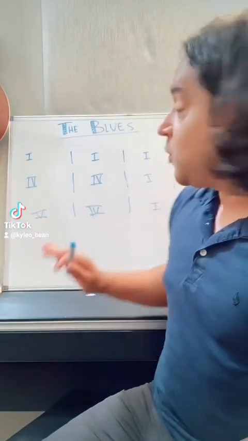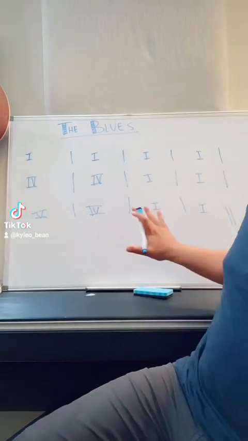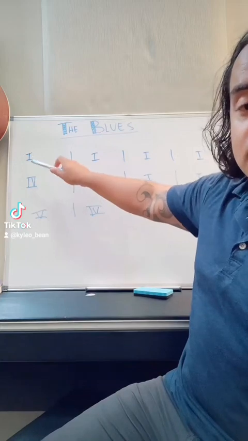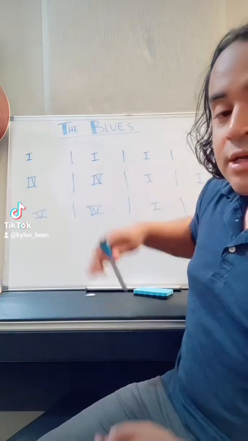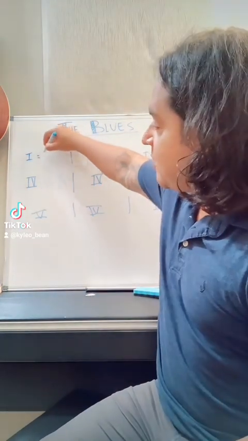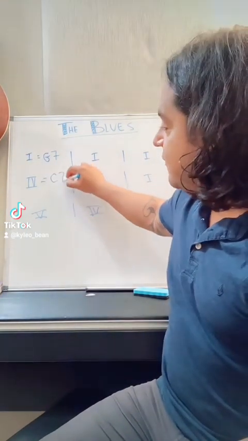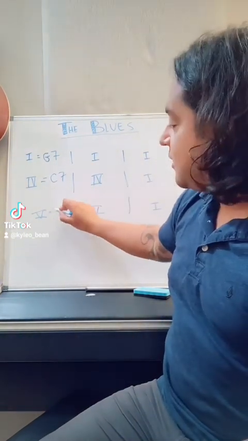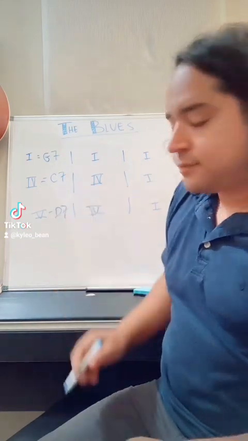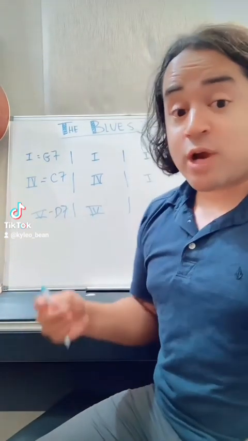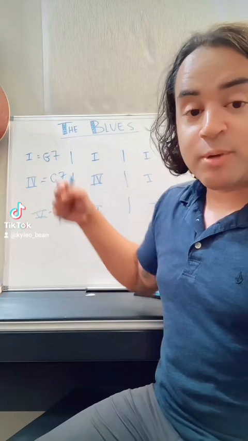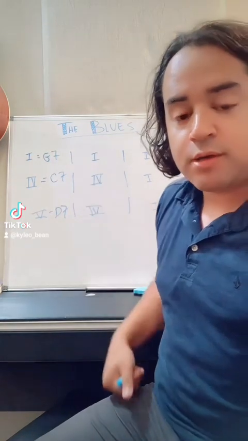Now this is how we would really see a blues chart, where we just sub in the chords that are necessary to play that. So for my 1s, those are going to represent my G7s. My 4s are going to be C7s. And my 5 is going to be a D7. And simply wherever I see a 1, a 4, or a 5, I'm going to fill in the corresponding chord.